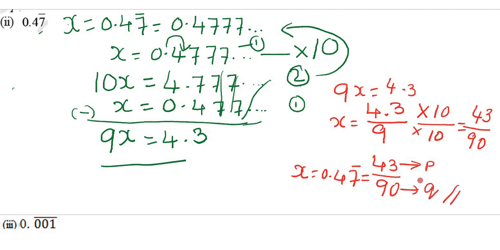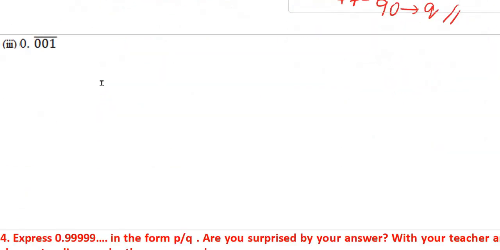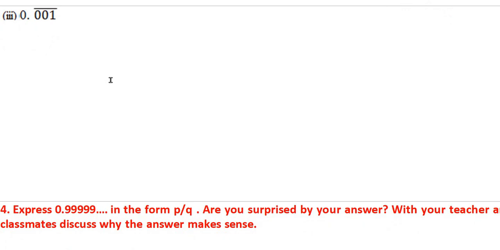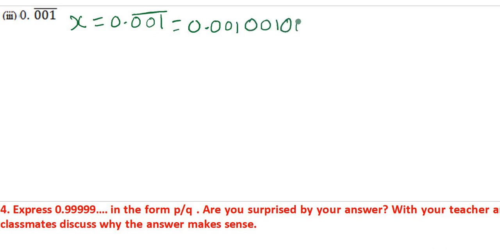Okay, let's move to the next sub question of this main question. We need to represent 0.001 bar in the form of P by Q. What is the first step? We need to take this as x. Then remove the bar, and write how many digits are repeating. The bar is over 3 digits, which means 3 digits are repeating here. So we need to write 0.001 001 001, continuous like this.